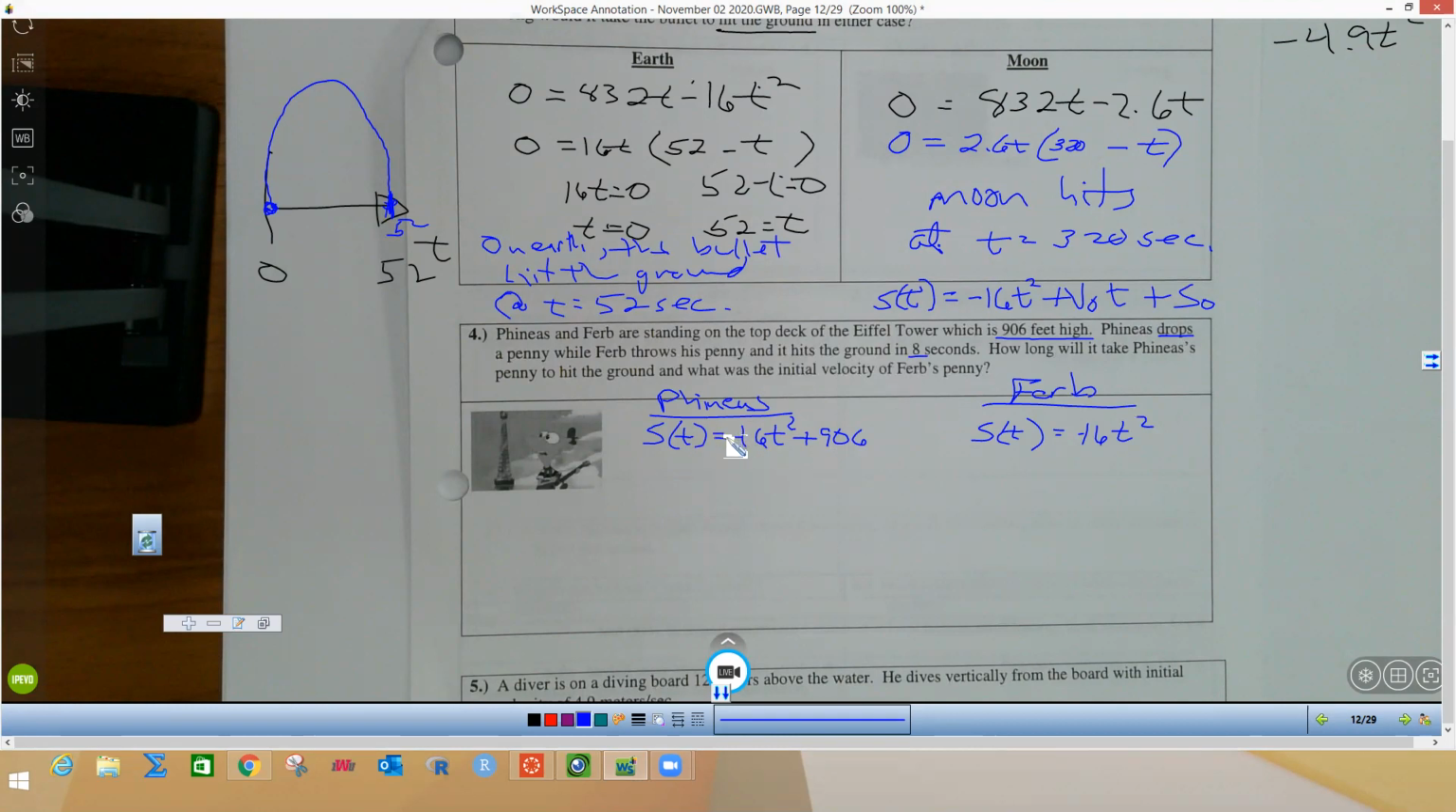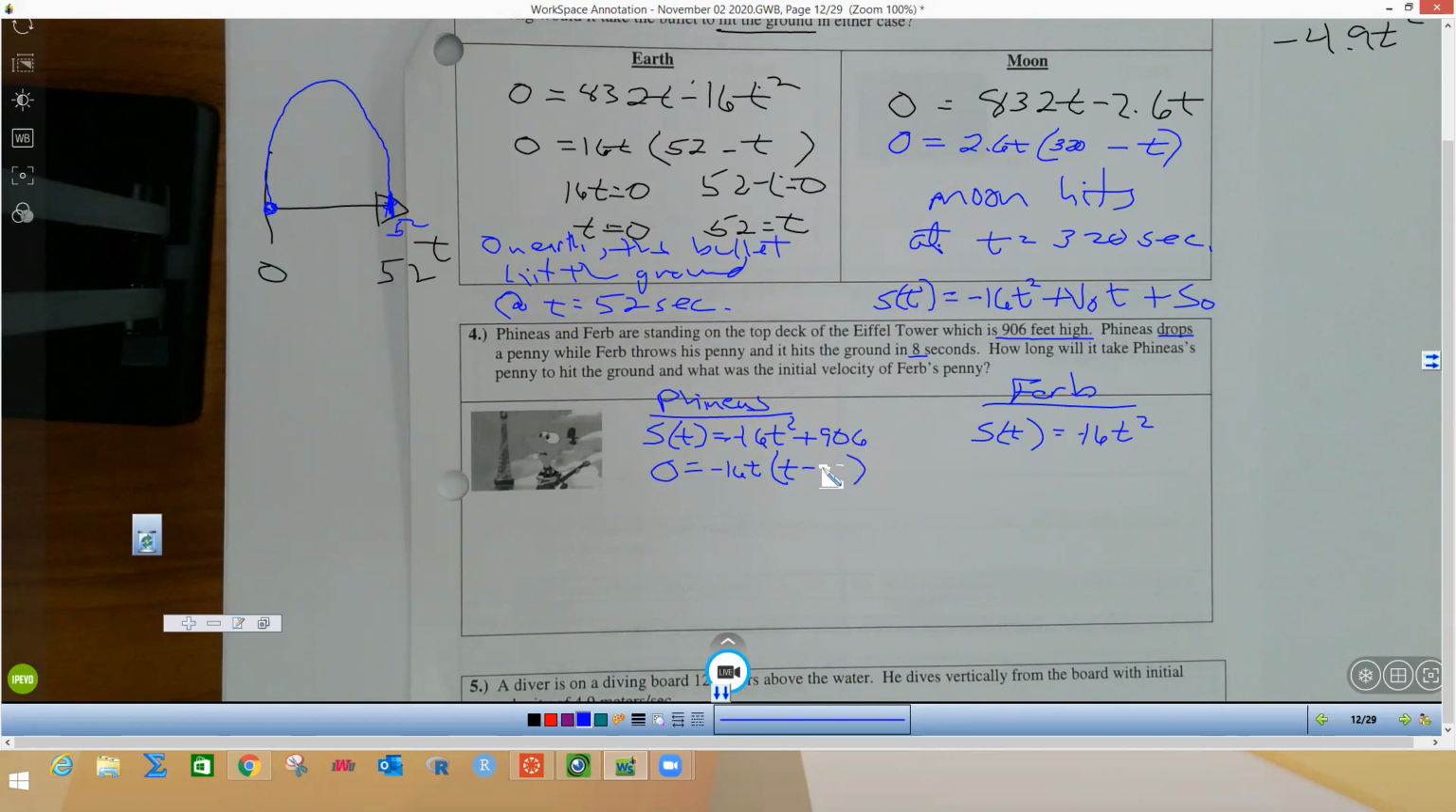We want to find out how long it took Phineas's penny to hit the ground when he just dropped it. Because if 8 seconds is less, that means he's throwing it down. If 8 seconds is more, that means he's throwing it up. So let's put a 0 in here. This is almost like the exact same problem we just did. We're going to factor out a negative 16t.